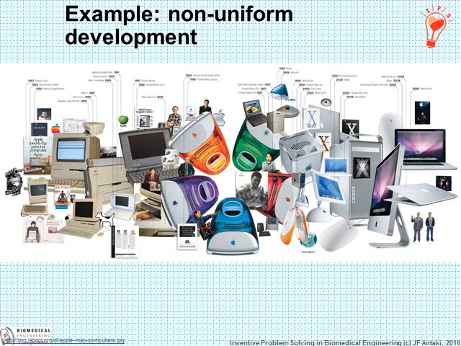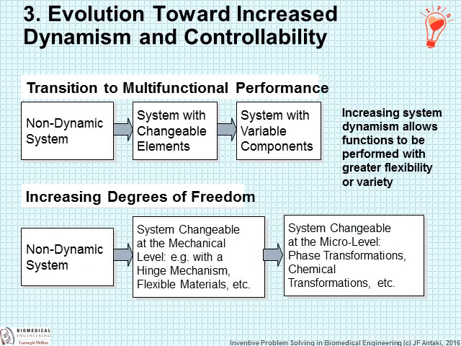And as software improves, it forces growth in memory and computing power, and vice versa. And who knows where this cycle of progress will lead us in the near future. The third line of evolution is towards increasing dynamism and controllability.